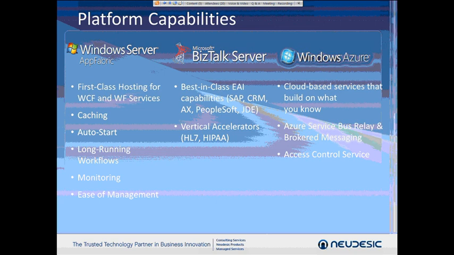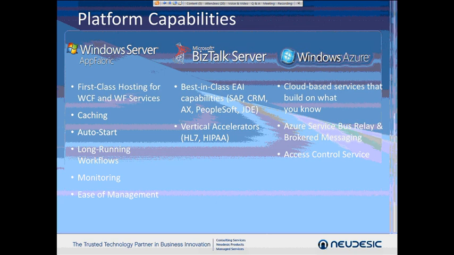BizTalk Server, still today the best-in-class platform or product for traditional EAI capabilities, right? If you need to integrate with SAP, CRM, Dynamics AX, PeopleSoft, JD Edwards, there really isn't a better tool set in the stack. Same is true for vertical accelerators. If you need to apply HIPAA from a regulatory perspective, or do HL7 transactions, for example, that's exactly what BizTalk is designed to do.